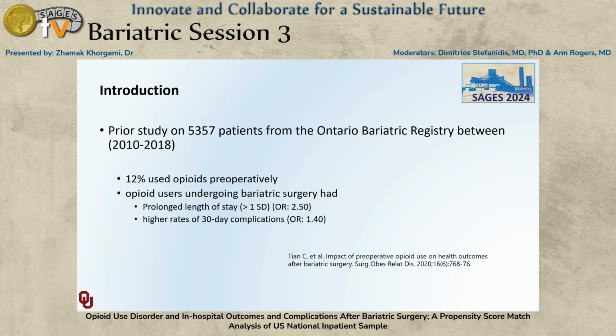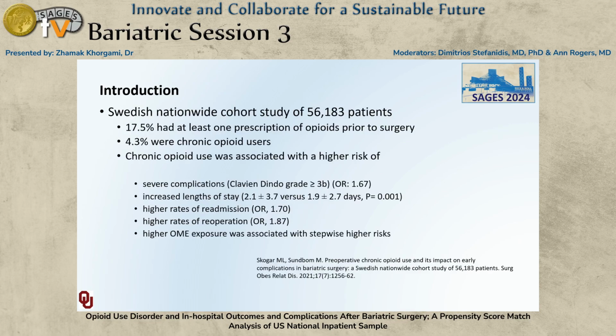So just a quick look at prior studies. Ontario Bariatric found 12% opioid use before the surgery, associated with prolonged length of stay and complications. The Swedish study was the same: 17% had at least one prescription, 4% were chronic, and again it was associated with high risk after surgery, including complications, length of stay, readmission, and reoperation, and a higher dose of opioid was associated with higher risk stepwise.